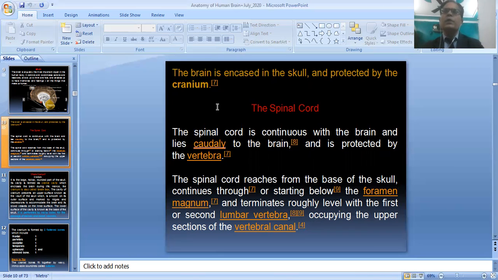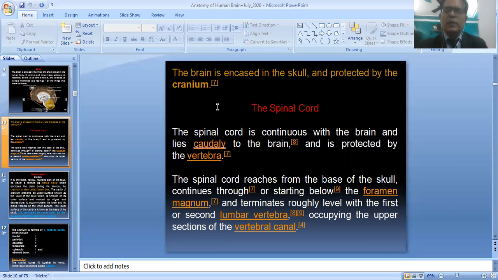The spinal cord is continuous with the brain. It starts from the foramen magnum and lies caudally to the brain. It's protected by the vertebrae. We have several vertebrae, like lumbar, caudal, and sacral vertebrae, all of which I will tell you about. The spinal cord reaches from the base of the skull, starting below the foramen magnum, goes downwards, and terminates roughly level with the first or second lumbar vertebra, occupying the upper section of the vertebral column.